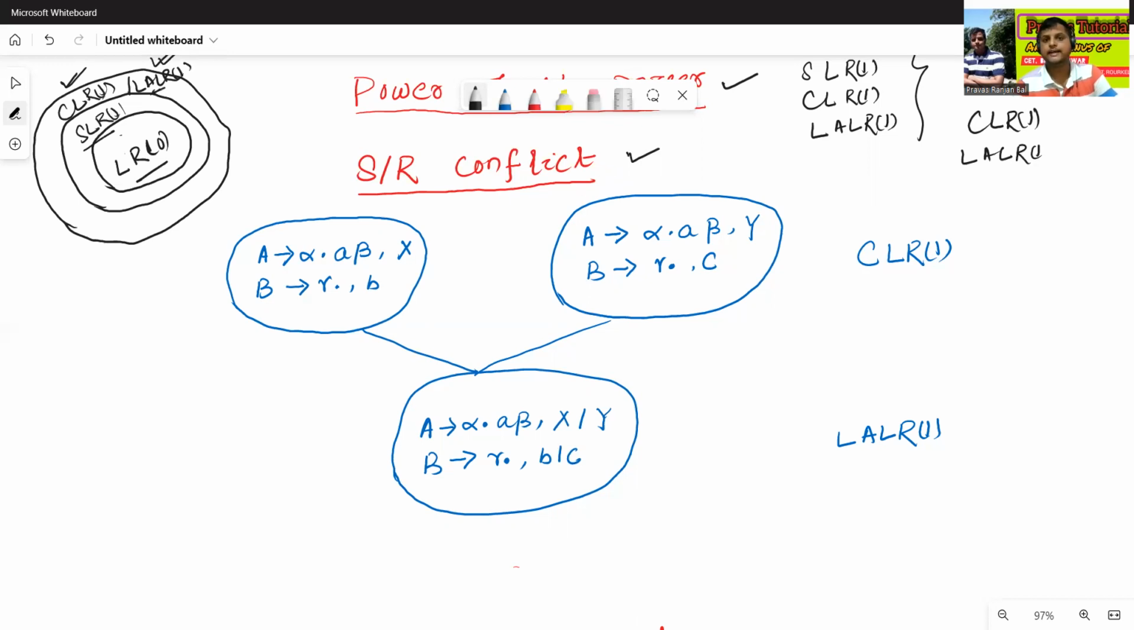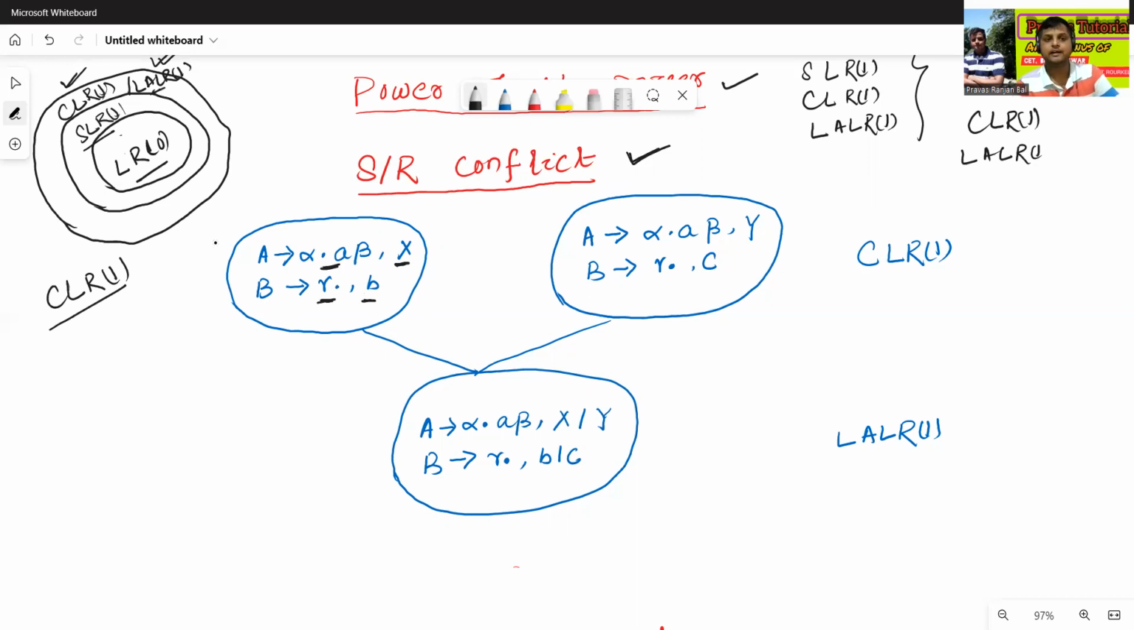First, we'll see the SR conflict, meaning shift-reduce conflict. Try to understand the shortcut method for SR conflict in case of CLR1. In CLR1, see the formula: A → α.Aβ, X. This is called a shift action, and X is the lookahead part. B → γ., B is the lookahead part. This is called a reduce action.